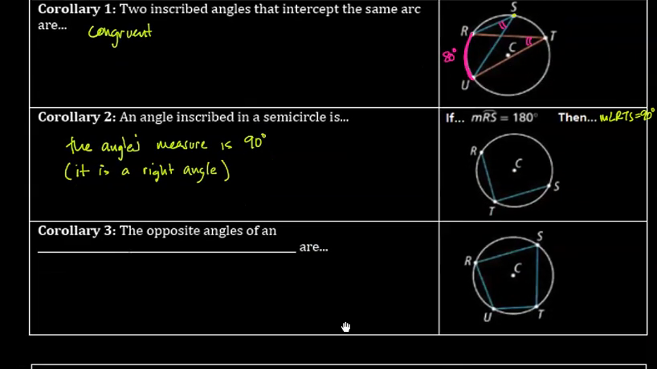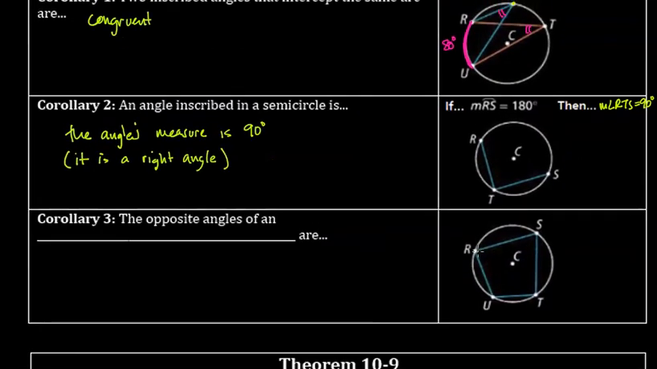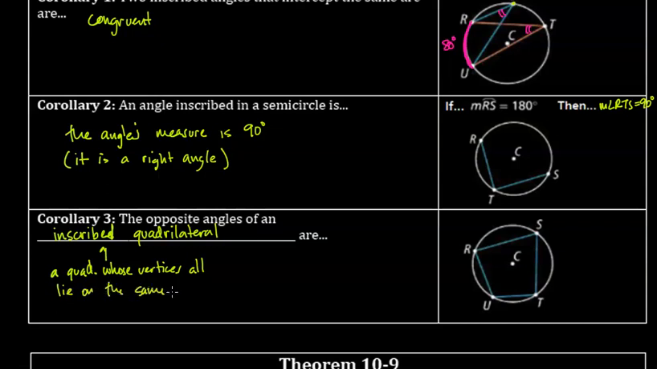And finally, one more addition to this idea is that if I have what we call an inscribed quadrilateral, that is a quadrilateral whose vertices all lie on the same circle. So if I look at this picture, I would be talking about quadrilateral RSTU because you can see all four corners of that quadrilateral are on circle C here.